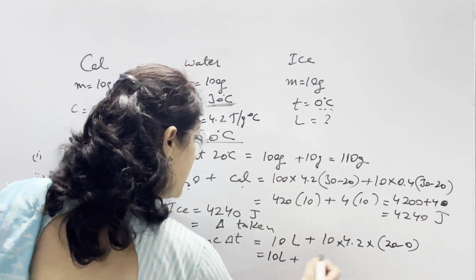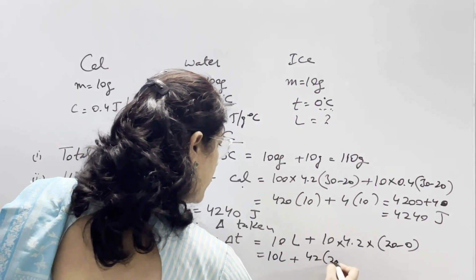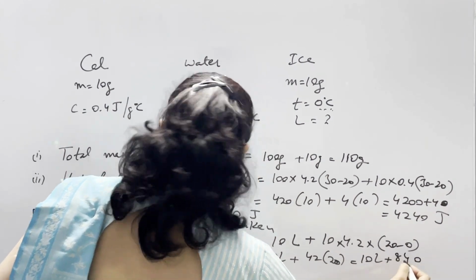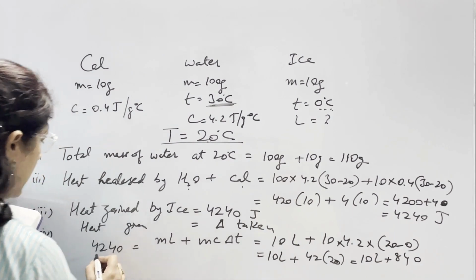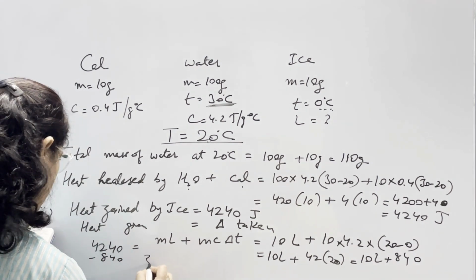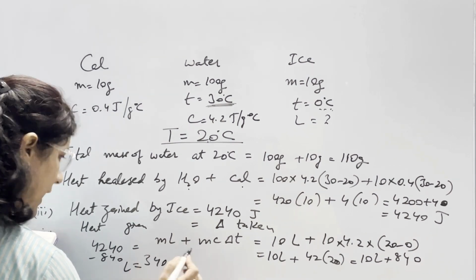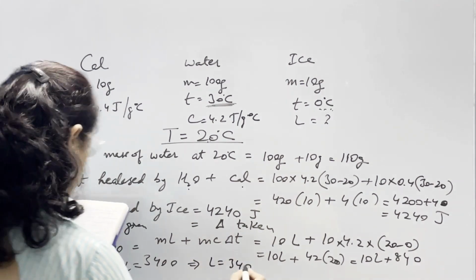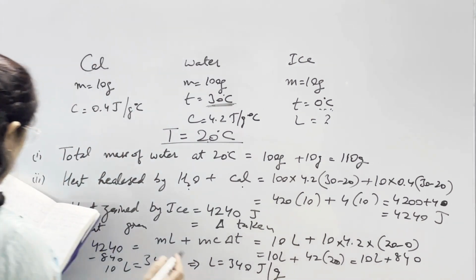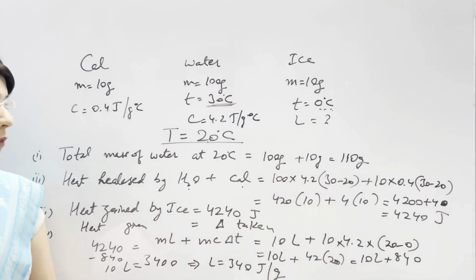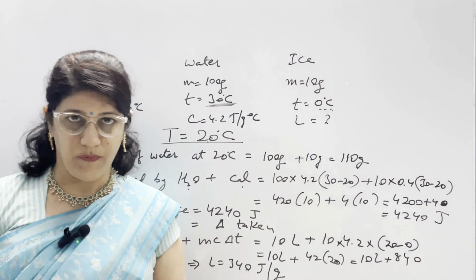So 10L plus this is 4.2 into 10 into 20, which is 840. So now 4240 minus 840, I am doing like this. After subtraction we will get 3400. So 10L is equal to 3400, which means L is equal to 340, and the unit is joule per gram. So here we get the specific latent heat of fusion of ice as 340 joule per gram.